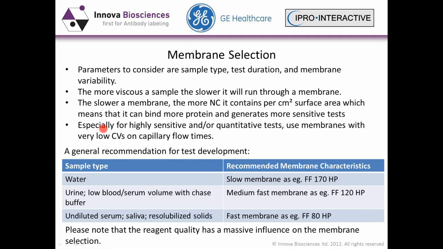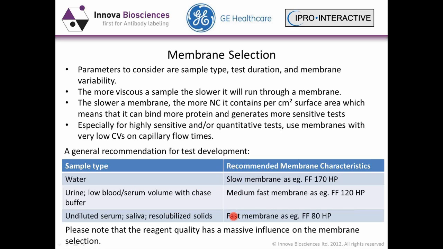Especially for highly sensitive and quantitative tests, use membranes with very low CVs on capillary flow times. As a general recommendation for test development, for water and liquids with comparable viscosity, go with a slow membrane. For urine and low blood and serum volumes with chase buffer, gold with a medium fast sample, go with a medium fast membrane, and for undiluted serum, saliva and resolubilized solids, the recommendation is to use a fast membrane.